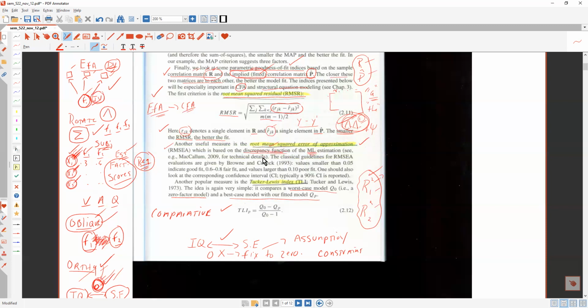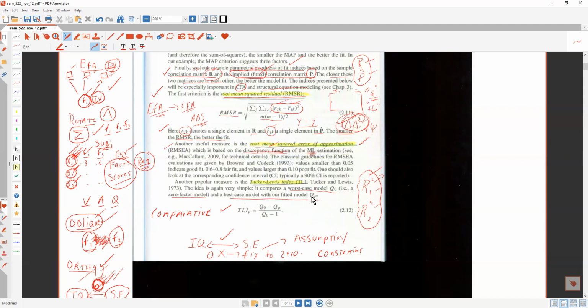This is one type of thing that uses concepts of discrepancy, but there's a whole bunch of other discrepancy functions as well. This is a measure of what's usually called absolute model fit. We usually call this a measure of absolute model fit because it's not really comparing anything to a baseline model. It's just computing those differences between observed versus implied.